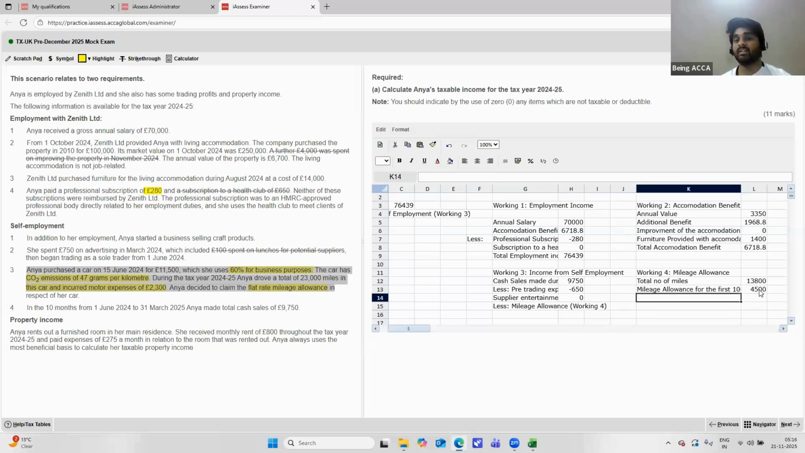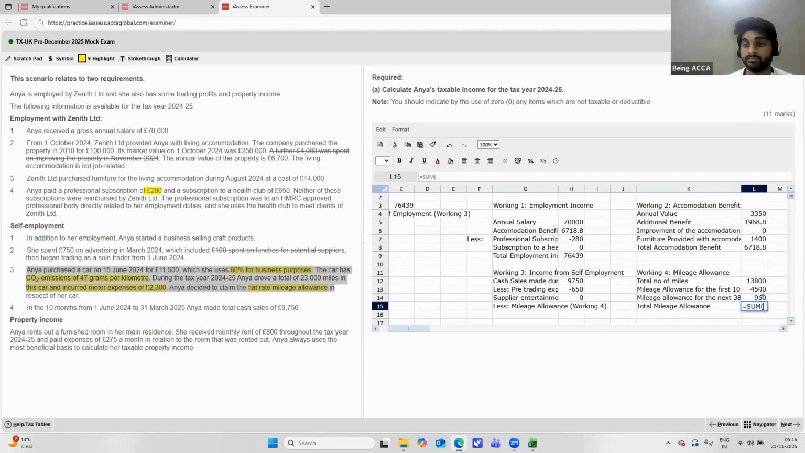Next, as the first 10,000 is covered, mileage allowance for the next 3,800 miles would be equal to 0.25 into 3,800, giving the total mileage allowance equal to the sum of both, making it a total of 5450. The total mileage allowance here that we will be considering would be minus this. All right, mileage allowance has also now been considered.